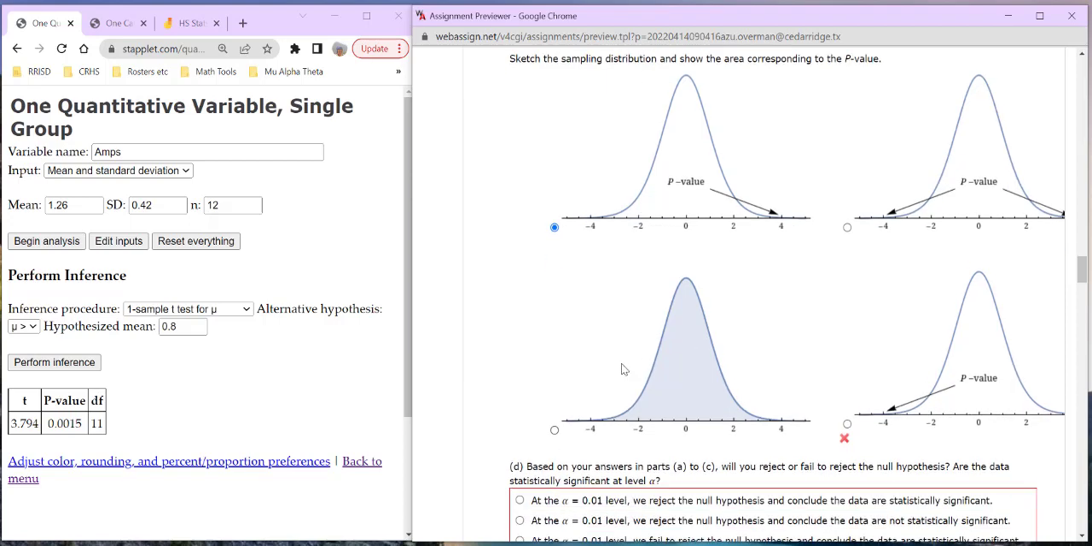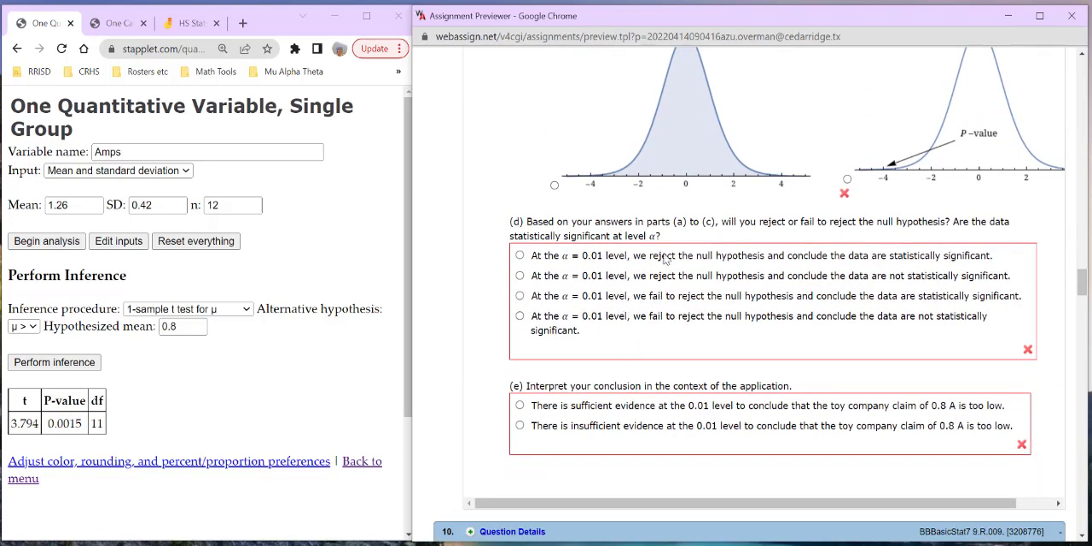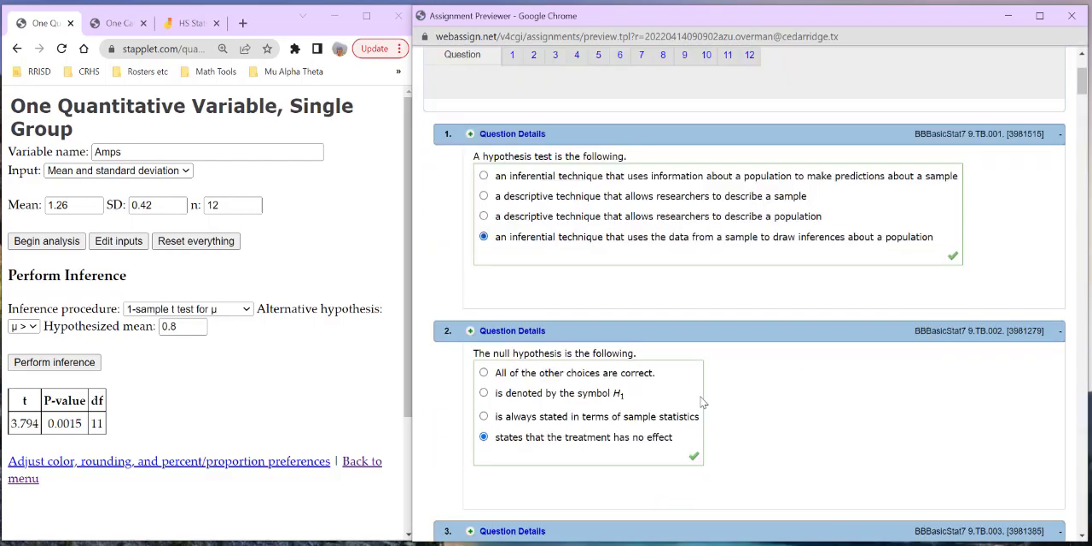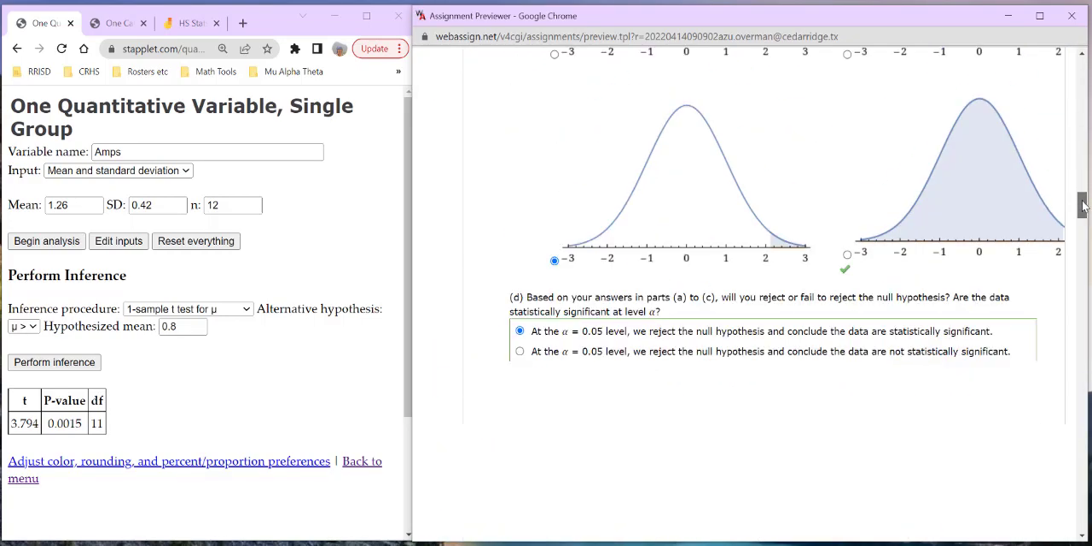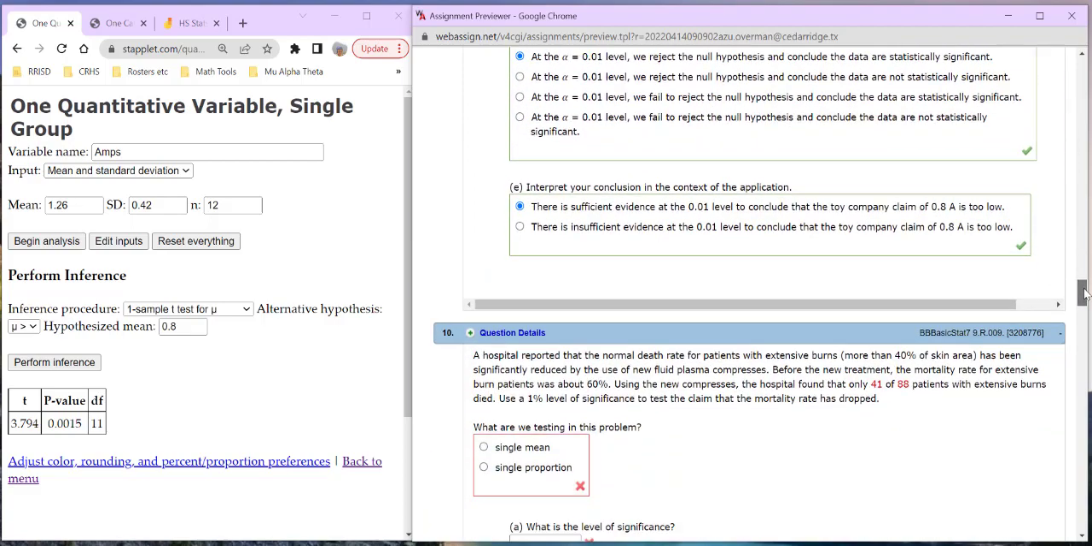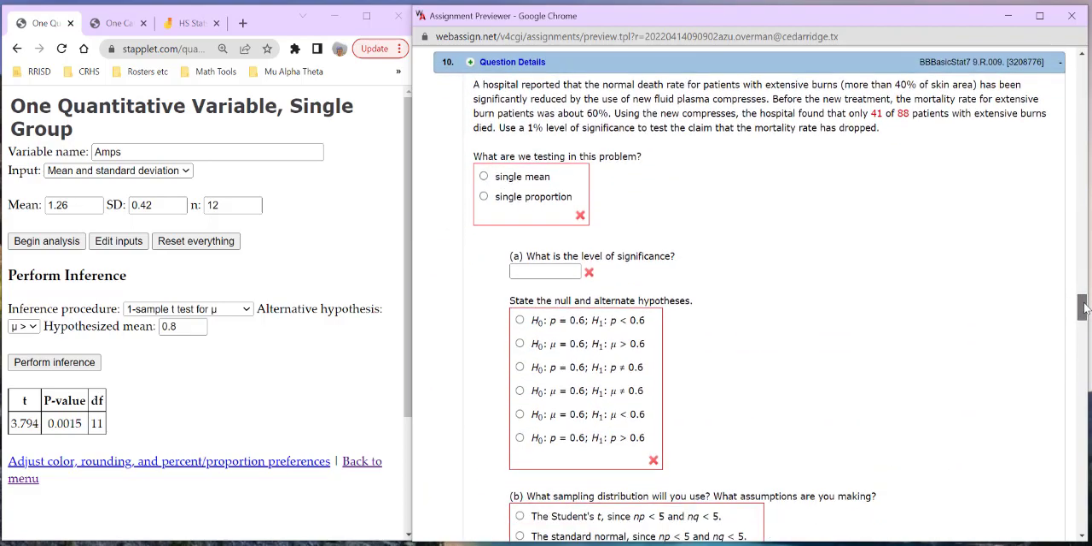All right. And we reject because of significant data. There is sufficient evidence. Scroll down. Submit. Pretty sure, yes, I did click. And you can see all the values are correct. Okay, let's do another one.